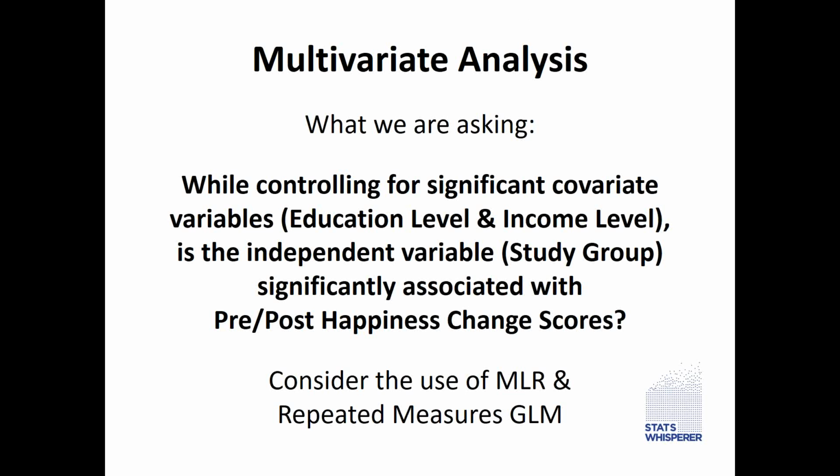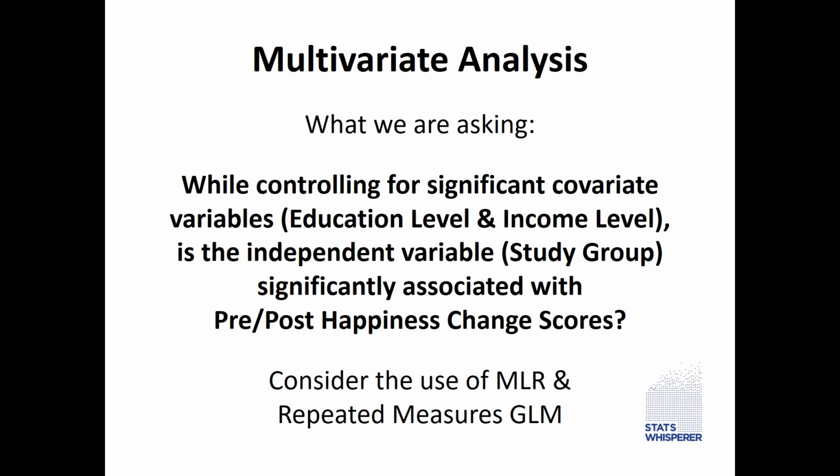Now, what are we asking in multivariate analysis? What we really want to know is when we control for the significant covariate variables, the other variables that are related to the pretest to post-test happiness score change, which are education and income level. When we control for their effect in the pretest to post-test change, what is the effect of the independent variable, which is study group? So really what we want to know is, does study group explain the pretest to post-test change in happiness, over and above the covariate variables?